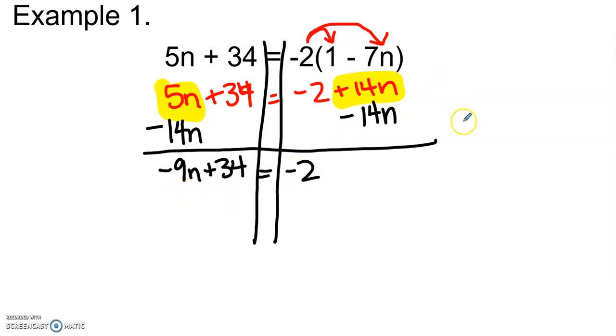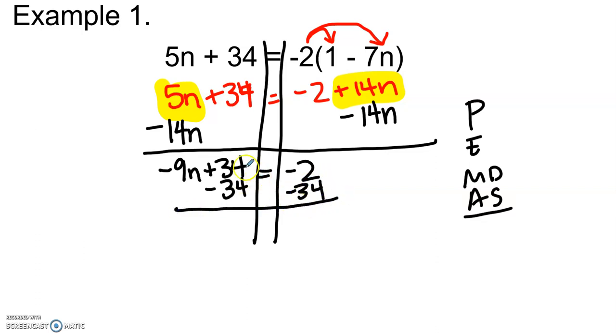So at this point, we are ready to start that backwards order of operations. And what I need to be sure that I do first is undo any addition and subtraction that's on the same side of the variable. So we'll do the opposite of positive 34, is negative 34. We're subtracting 34 from both sides. Those cancel out on the left, leaving us with negative 9n equals negative 36. We've finished with the addition and subtraction.